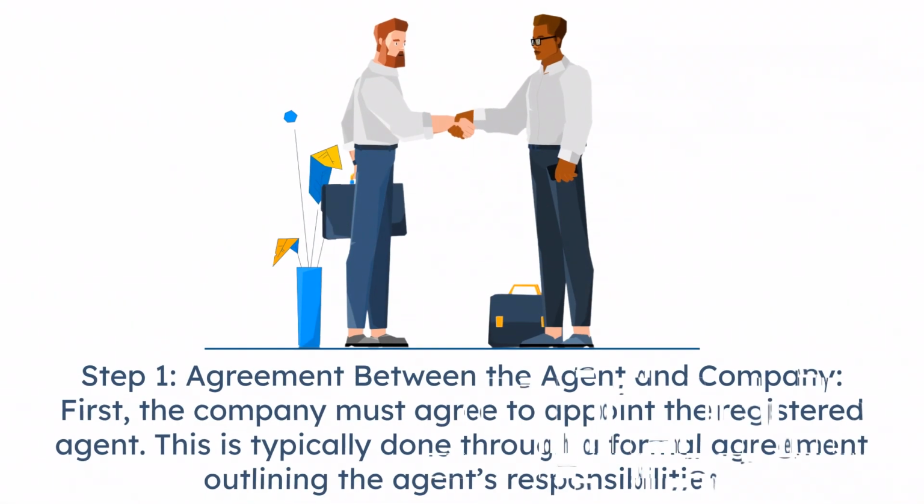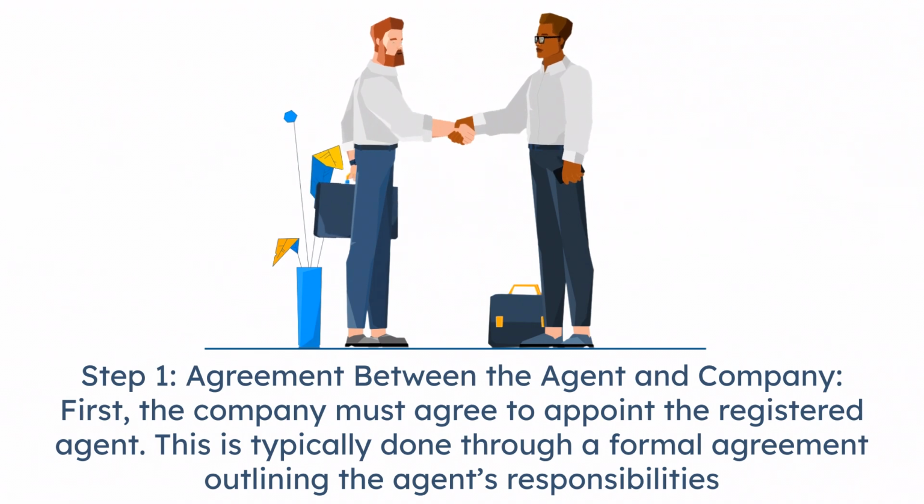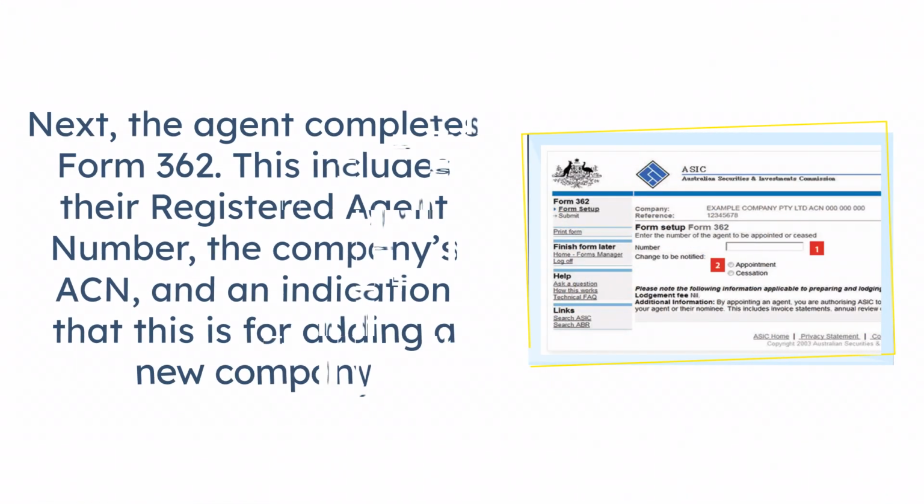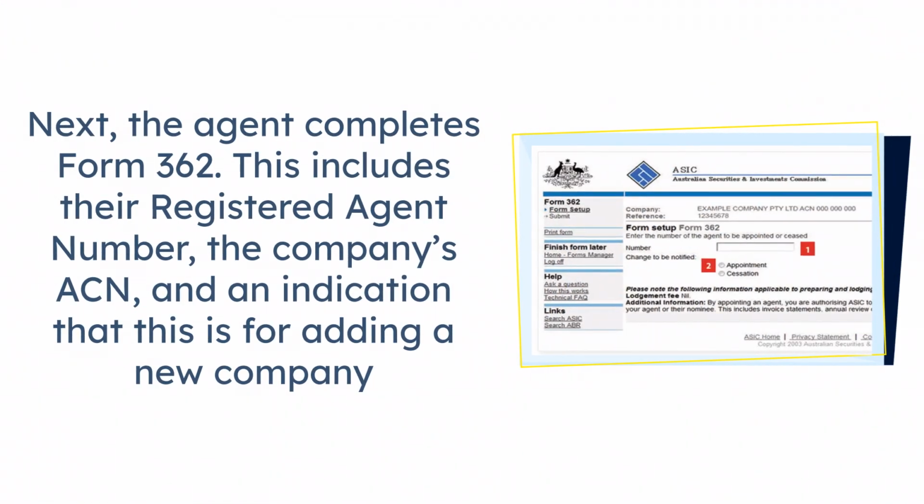Step 1. Agreement. Between the agent and company. First, the company must agree to appoint the registered agent. This is typically done through a formal agreement outlining the agent's responsibilities. Next, the agent completes Form 362. This includes their registered agent number, the company's ACN, and an indication that this is for adding a new company.